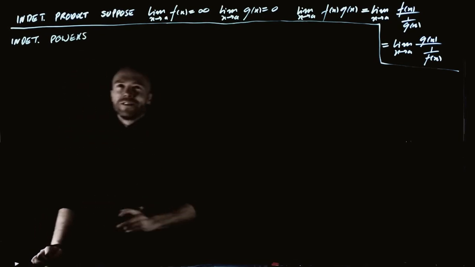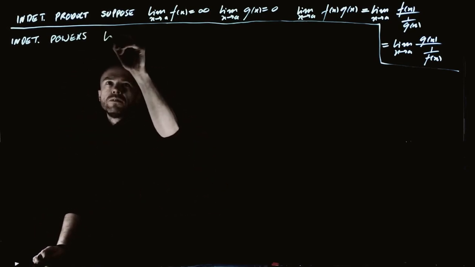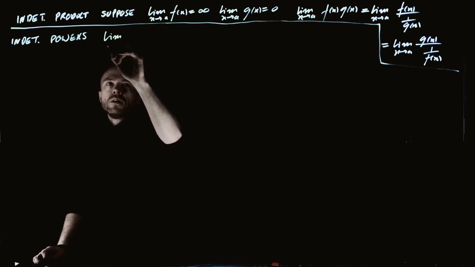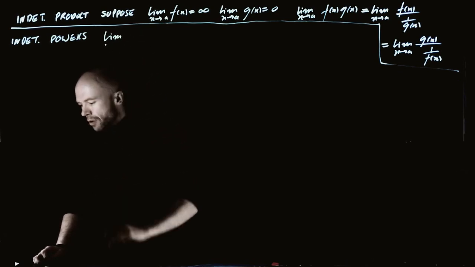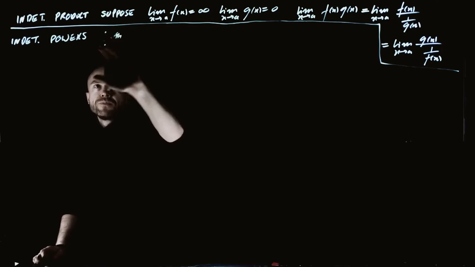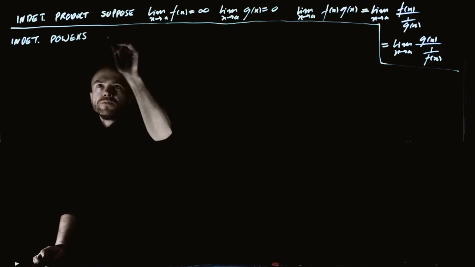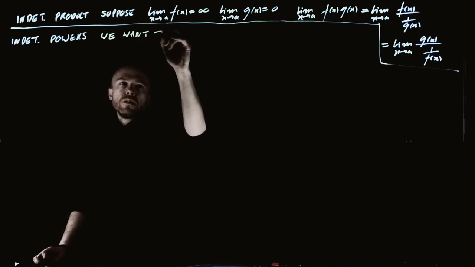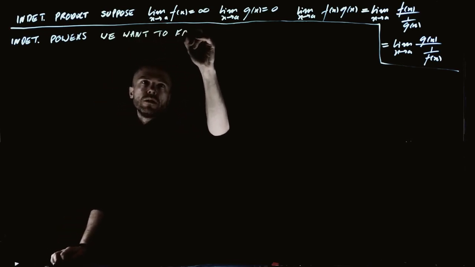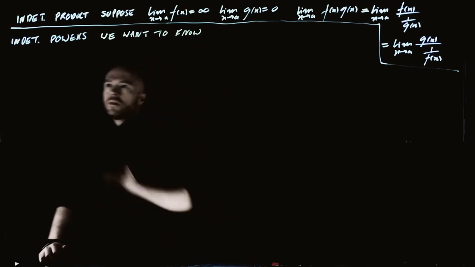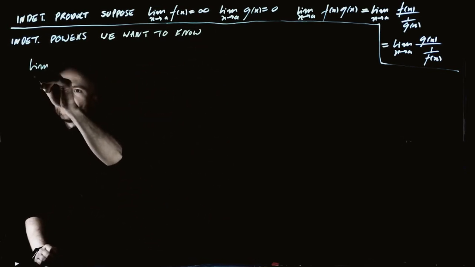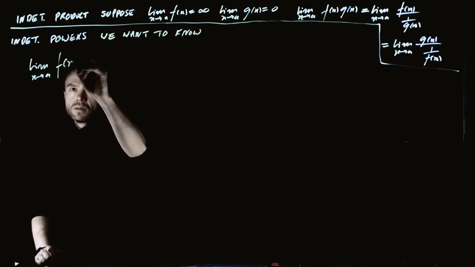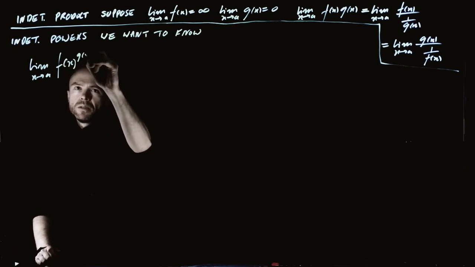And I know how to spell powers. So that's when we have a situation like this. We're going to have, well, okay, so we want to know, let me phrase it a different way. We want to know something like this. The limit as x tends to a, f of x to the power g of x.